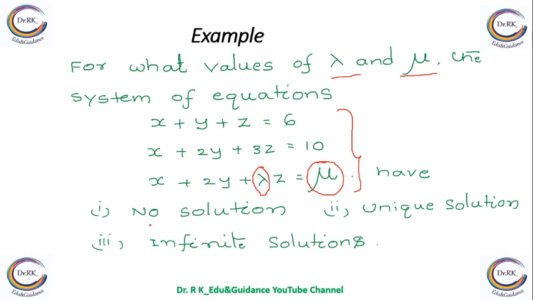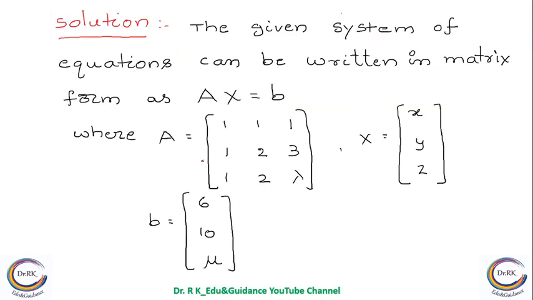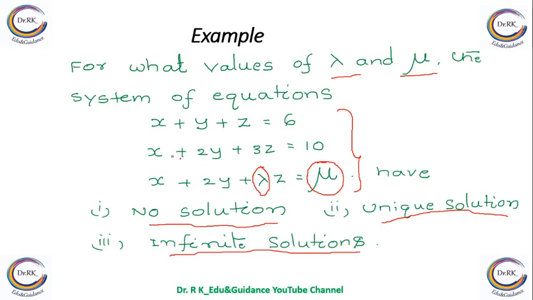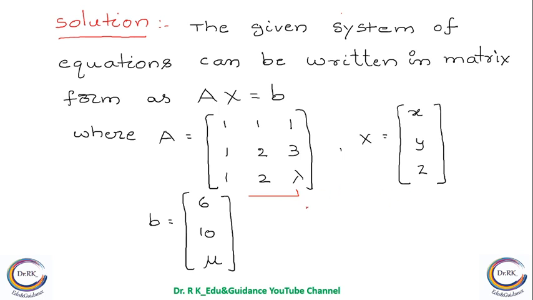So for what values of lambda and mu will it have no solution, a unique solution, or infinite number of solutions? The approach is the same, same understanding, same concept. There is no deviation at all. First, as usual, we write the system in matrix form, where A has the rows 1, 1, 1; 1, 2, 3; 1, 2, lambda. Here B is 6, 10, mu. So A is this, x is our x, y, z, and B is this.